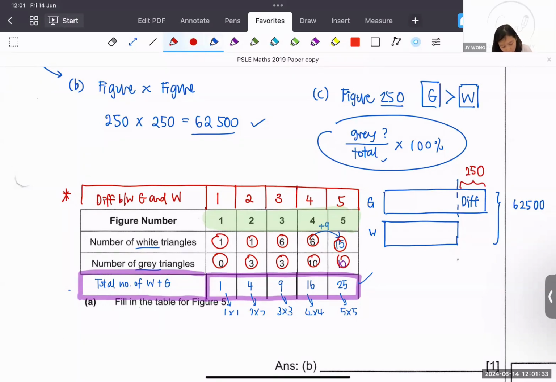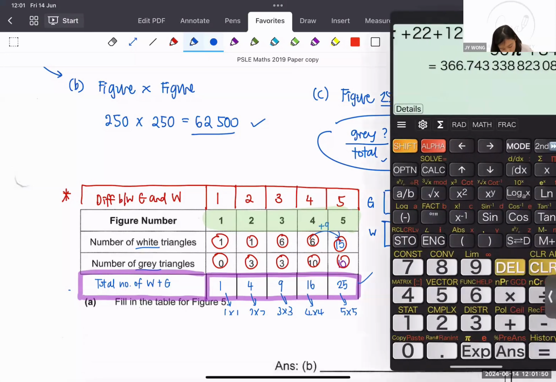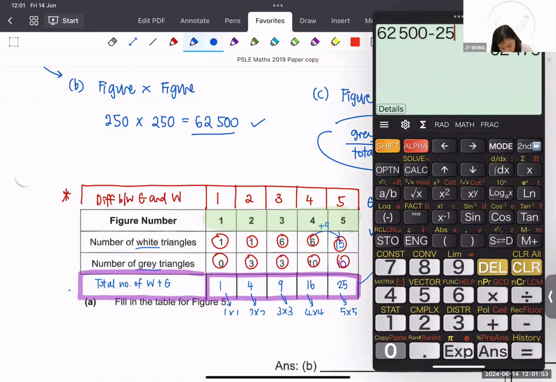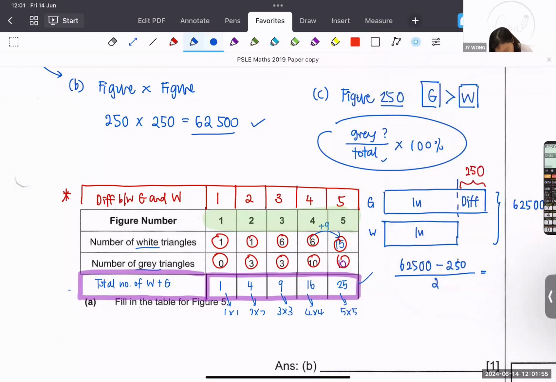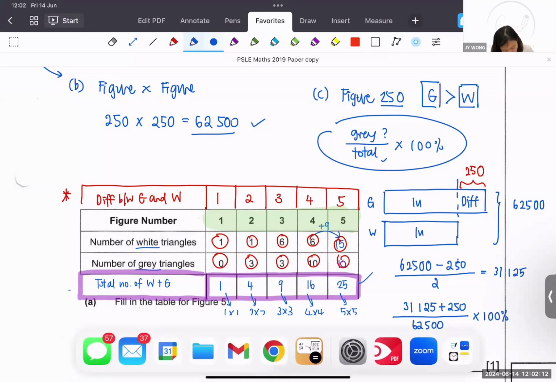So what you all would usually do, you will find 62,500 minus 250 divided by 2 to get 1 unit. Let me just calculate this. 62500 minus 250 divided by 2 is 31,125. Then after that, you want to find gray, which is 31,125 plus 250 out of the total 62,500 times 100%. See what you will get.